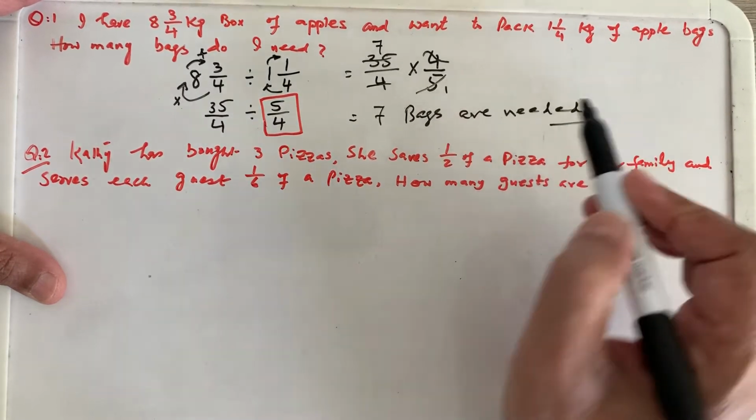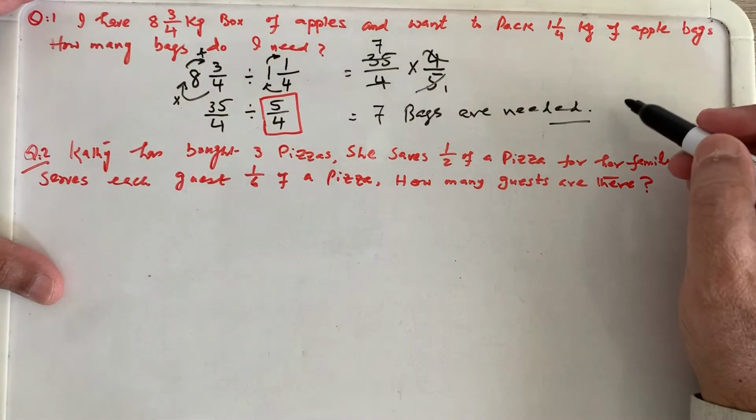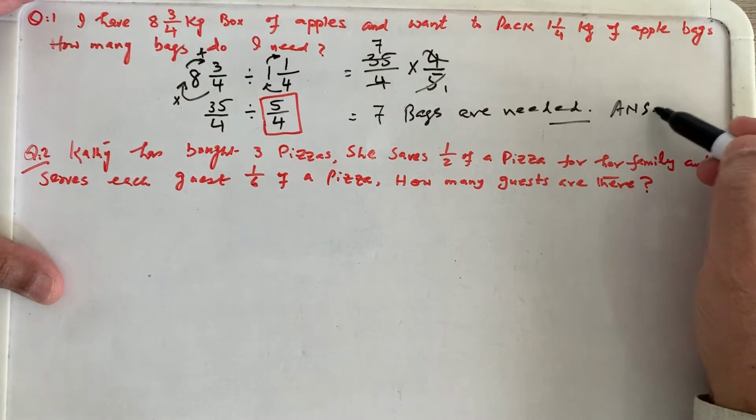So what we learn here is a division question, fraction division. An 8 and 3 by 4 kg box of apples, and we want to pack 1 and 1 by 4 kg apple bags, right? So we divide and we get how many bags we need. So 7 bags are needed.